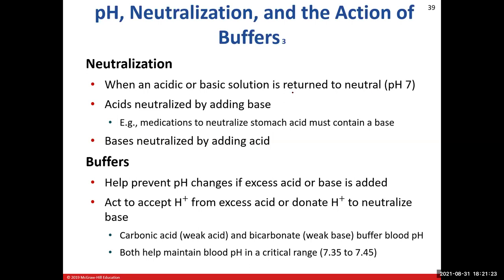So when we talk about neutralization, if you look at the term, neutral is in the word. Basically what we're trying to do is, we have a solution that's become either too acidic or too basic, and our goal is to return it back to that neutral pH of 7. If a solution has become too acidic, then we just add a base to it. You do that when you have an upset stomach and you take Tums. Tums is a bunch of basic or alkaline ingredients that are going to help neutralize the stomach acid to get it back under control. And vice versa, bases are neutralized by adding an acid. All this is done in order to return the pH of whatever our solution is back to neutral, hence neutralization.